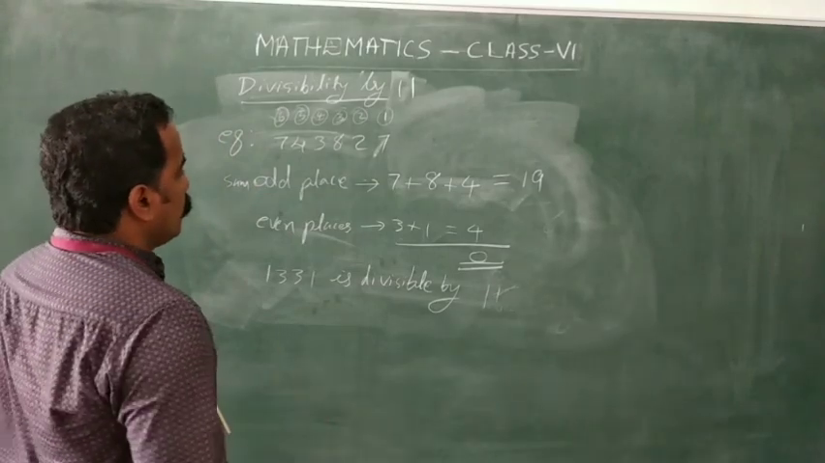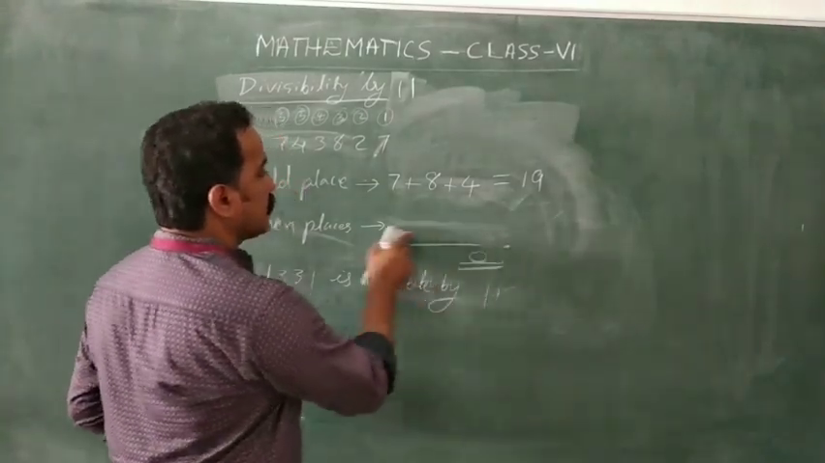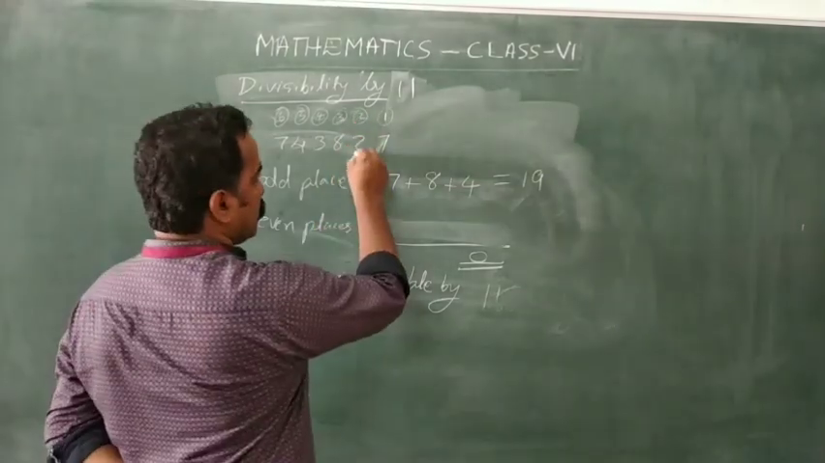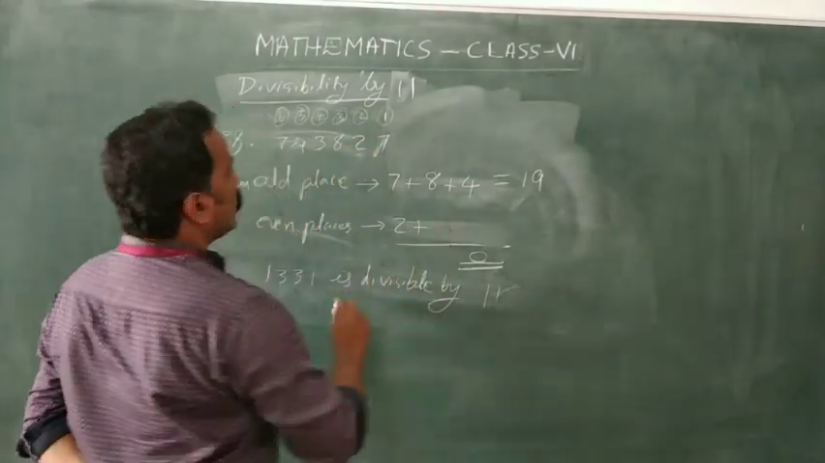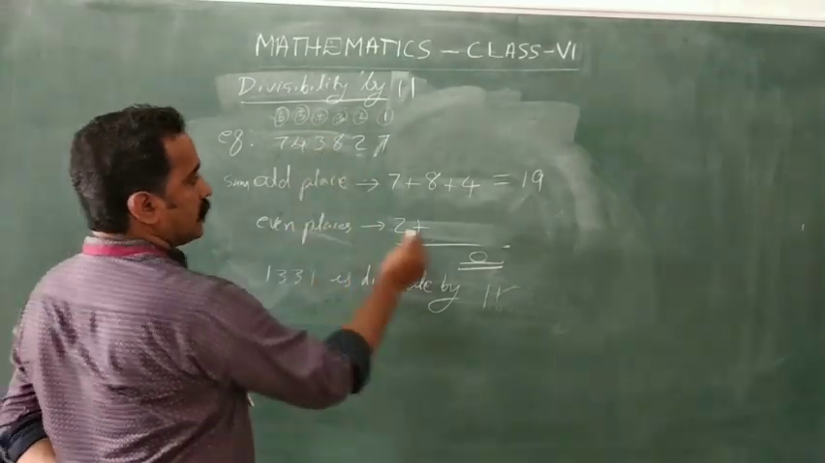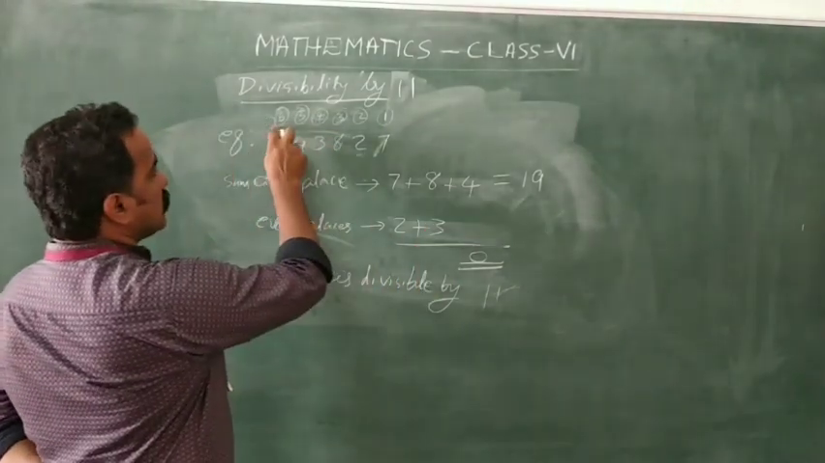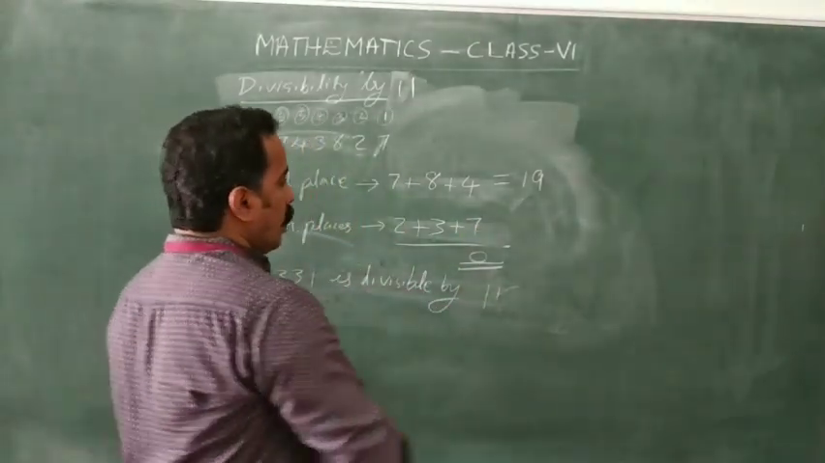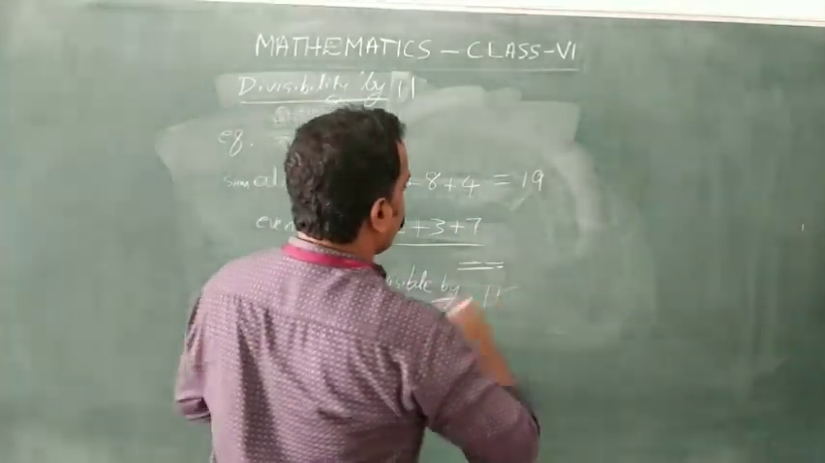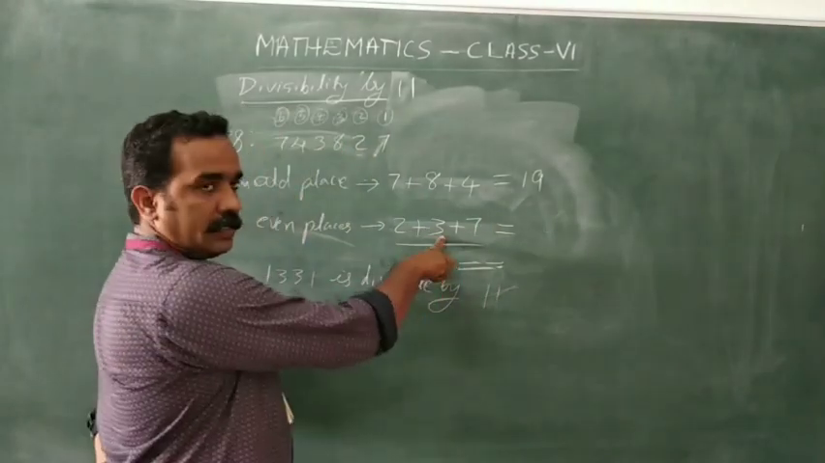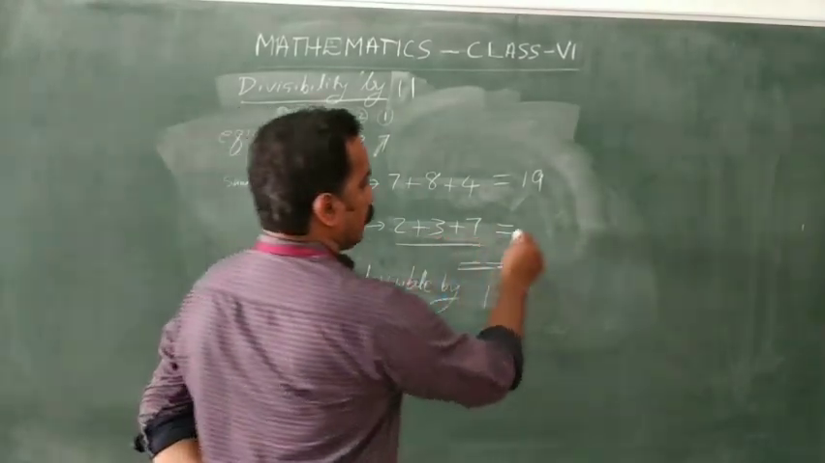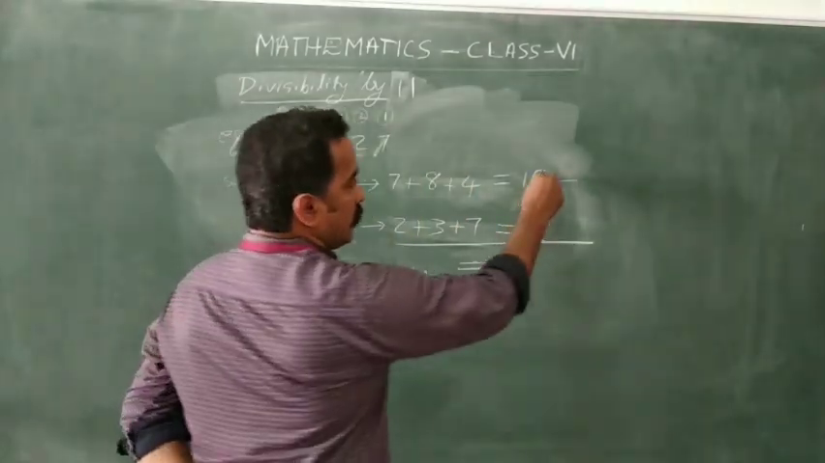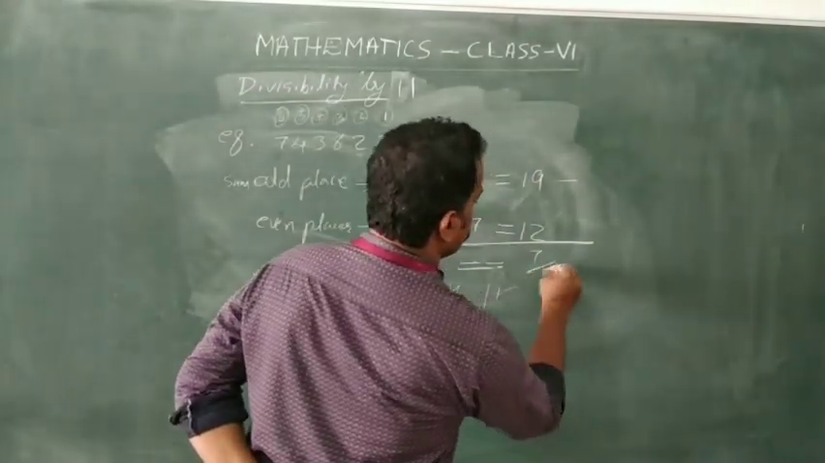Now check the numbers in the even places. Second place 2, fourth place 3, sixth place 7. If you add this, what do you get? 2 plus 3 is 5, plus 7 is 12. Find the difference: 19 minus 12 you will get 7.